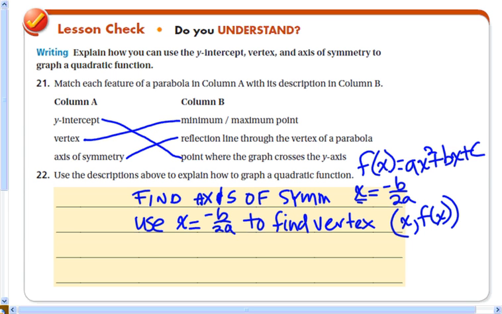And then we're going to find the y-intercept, which is 0 and c, remember, the constant in the equation. And then we're going to use the axis of symmetry to find another point by reflecting this y-intercept.